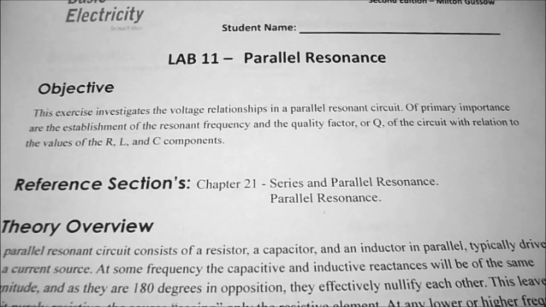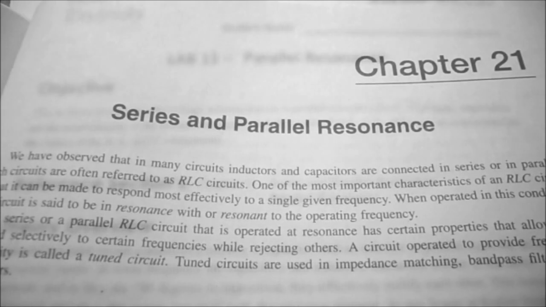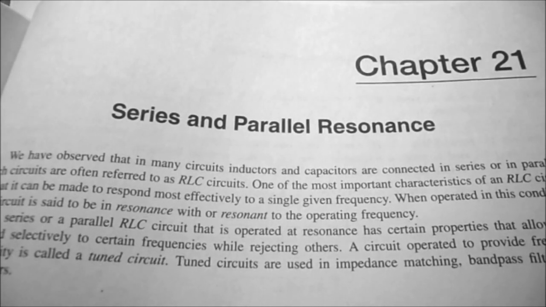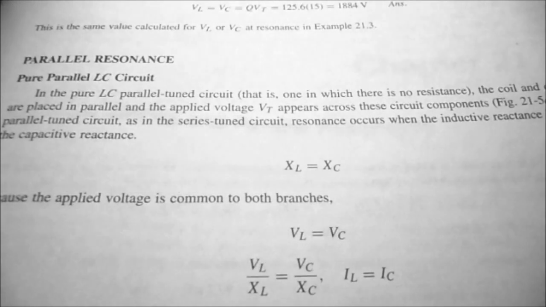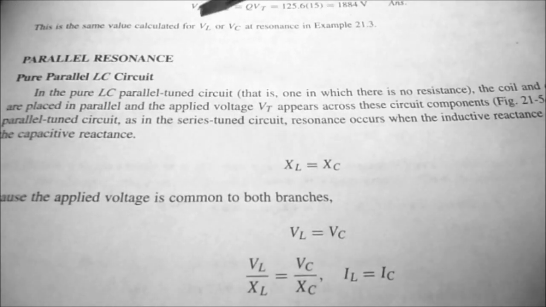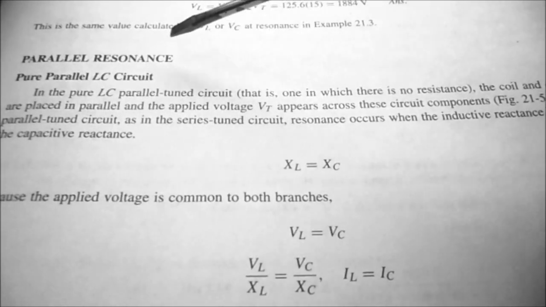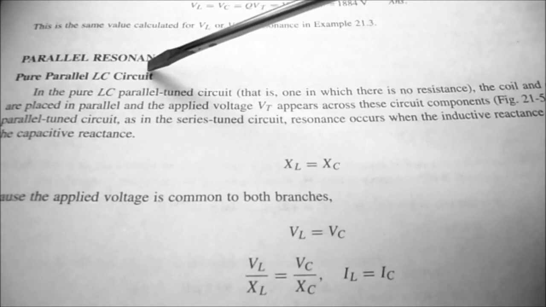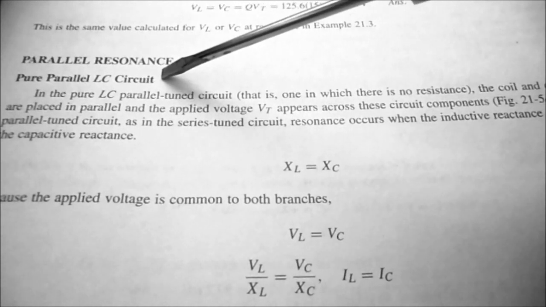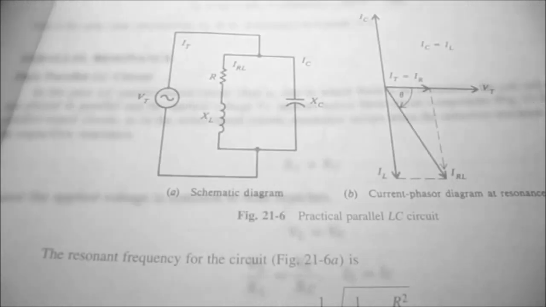The reference sections refer to Schaum's Outlines of Basic Electricity, and we're looking at Chapter 21, Series and Parallel Resonance, and in particular we're looking for parallel resonance. So Chapter 21 is all about series and parallel resonance. And you can see we have a chapter on parallel resonance, and they talk about pure parallel LC circuits. Unfortunately, they don't have a section on LCR circuits.